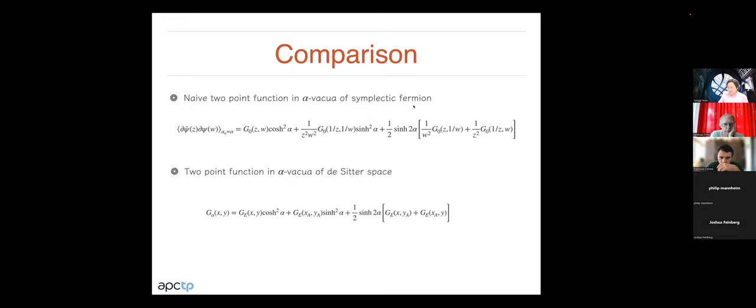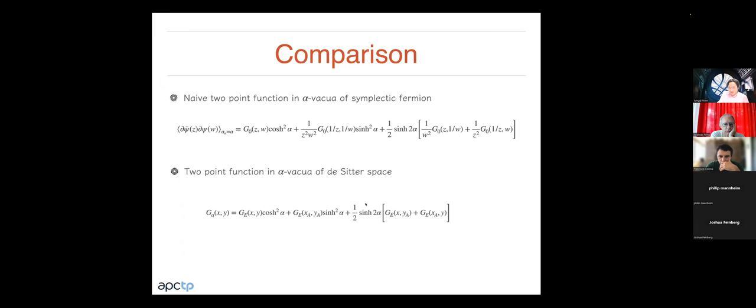We don't have any resolution for this one in de Sitter space, but we hope that this kind of understanding of the symplectic fermion may help with the alpha vacuum problem in de Sitter space.